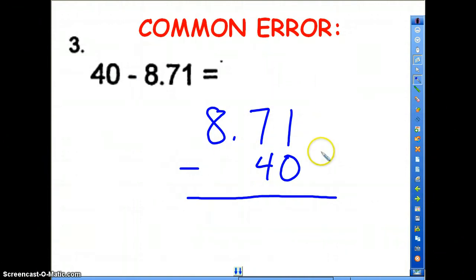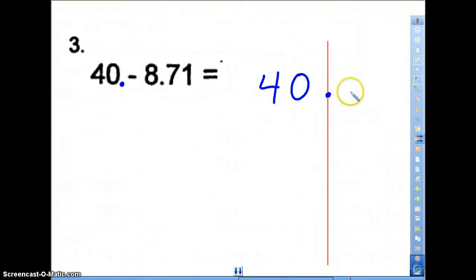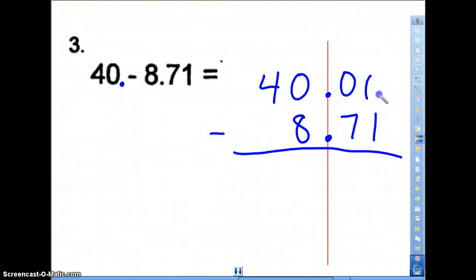Yeah, I don't know what that is. What should they have done? First of all, find the decimal point in 40. Where is your decimal point in 40? Yeah, it's right there. The next thing you're going to do when you're adding and subtracting with decimals is line your decimal points up on a line. They have to be in a line. I like to draw the line. So here's my 40. You can put extra zeros out here if you want to. And we're going to subtract 8, line up your decimal point, 7, 1. And I am going to throw those extra zeros out there.